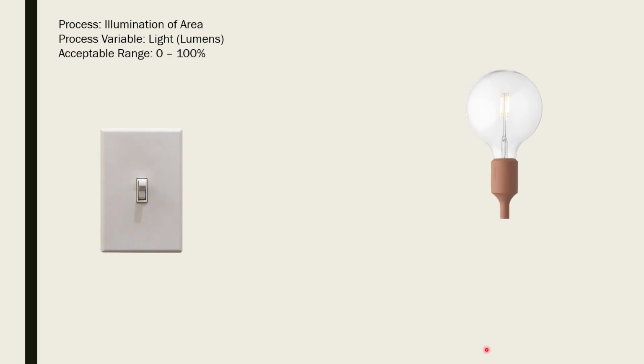Let's take a very simple process. The process here that we're looking at is the illumination of an area, say the bedroom. And the process variable that I'm trying to control is light. It's measured in lumens. And the range of our control is going to be from 0% light to 100% light. So in this process control system, as simple as it may be, we still have an input device, an output device. But what about the decision making? What about the logic?